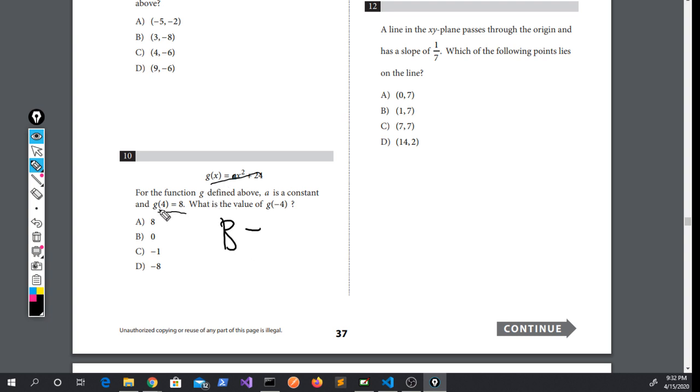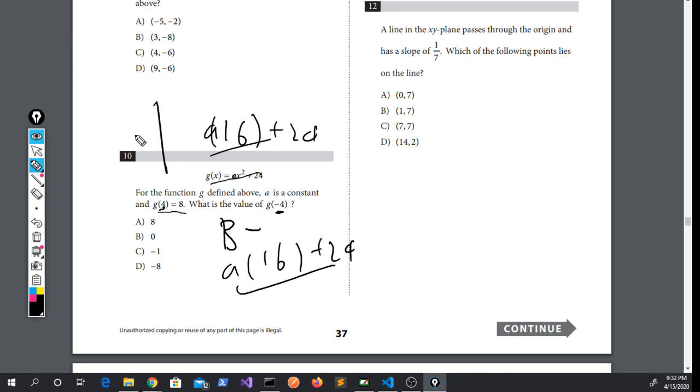So let's think about this. What's 4? And what's negative 4? I mean, if you put in 4 here, what does it become? 8 times 16 plus 24. What about negative 4? 8 times 16 plus 24. Is that going to make any difference? No. Hence the definition of an even function. You definitely have learned this in your Algebra 2 class. If you haven't, then your teacher sucks. Okay, so the value is going to be 8. You don't even have to solve for a.